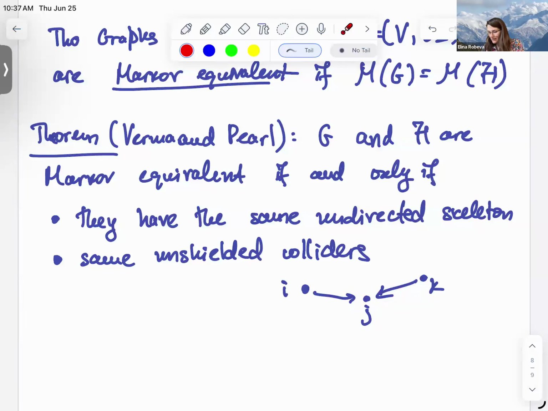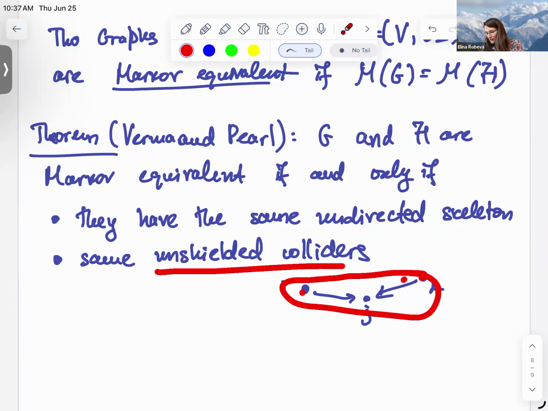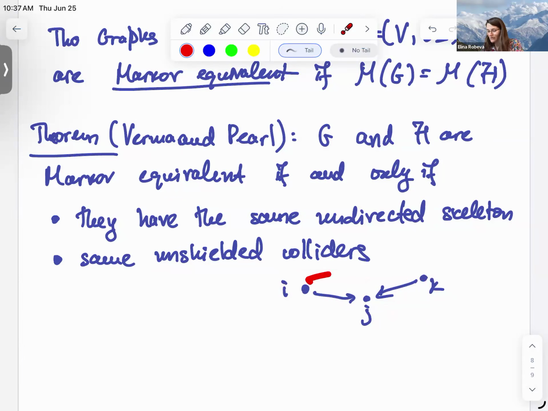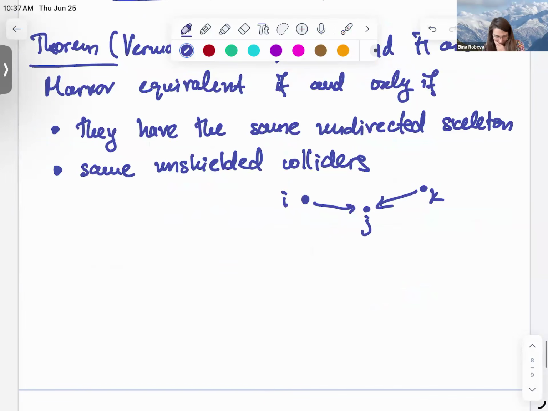it has to be the same in the other graph. And sometimes a funny story, this is called an immorality because there's two parents, I and K, that are not married and they have a child. It's maybe not funny for you, but I guess funny for my generation.